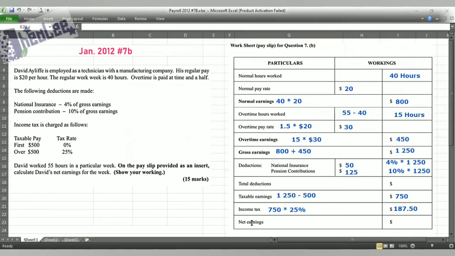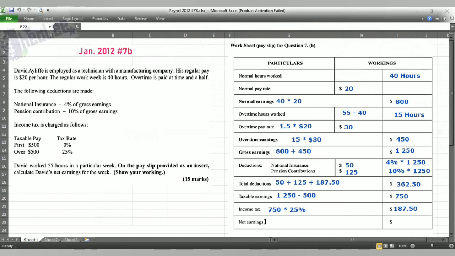The next thing in line would be net earnings. But for us to get net earnings, we have to calculate our total deductions. So at this time, we're going to enter our total deductions. And that would be the national insurance of 50 plus the pension contribution of 125. And we also have the income tax, which is also another deduction. So we're going to add that 187.50. And we're going to get a total of $362.50.